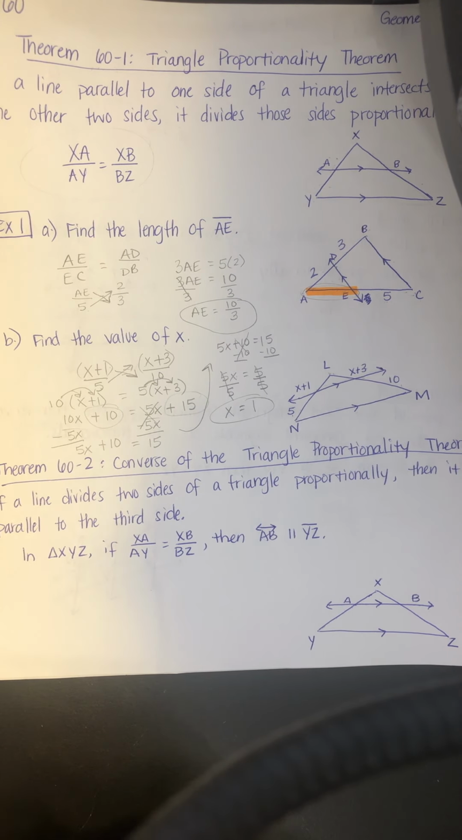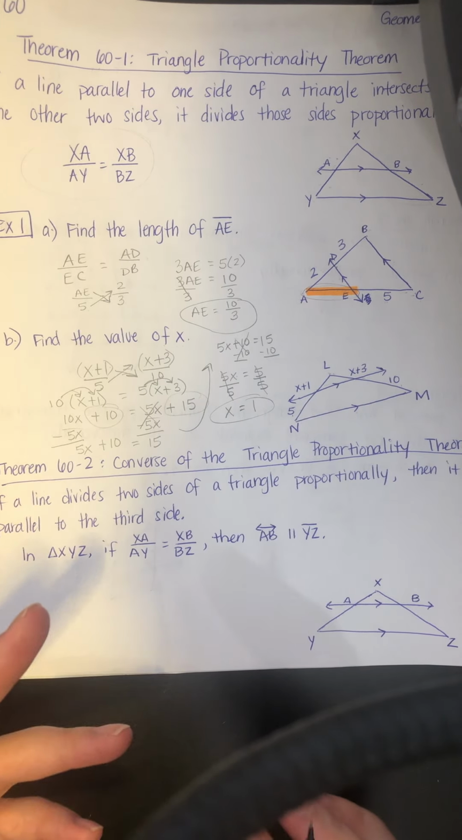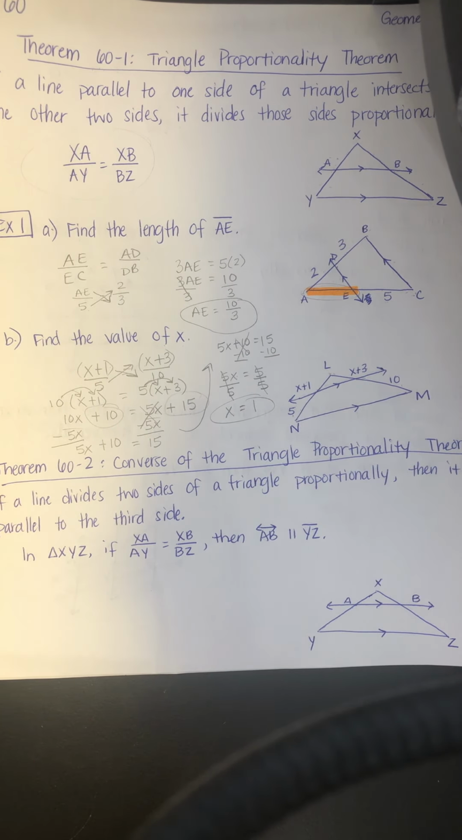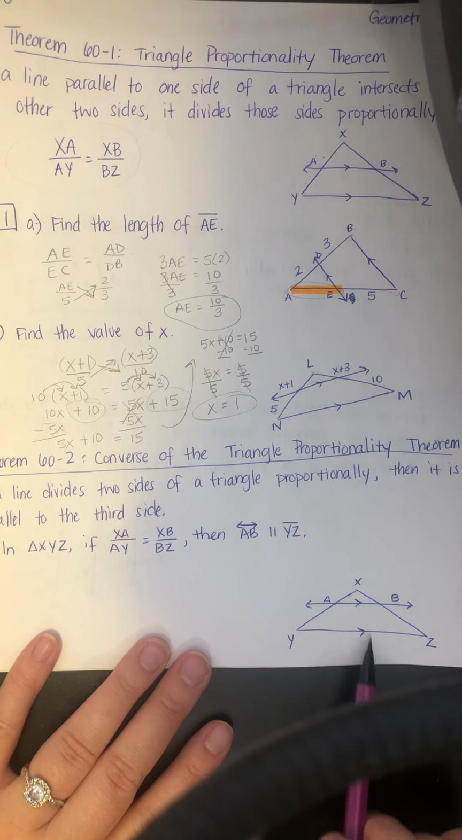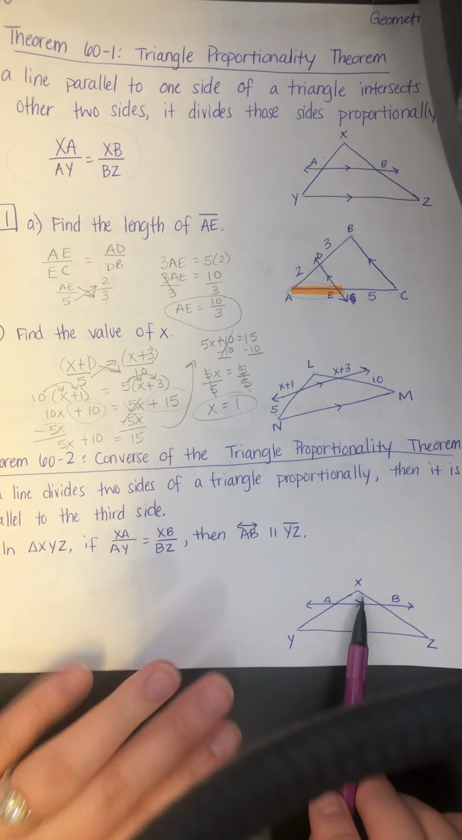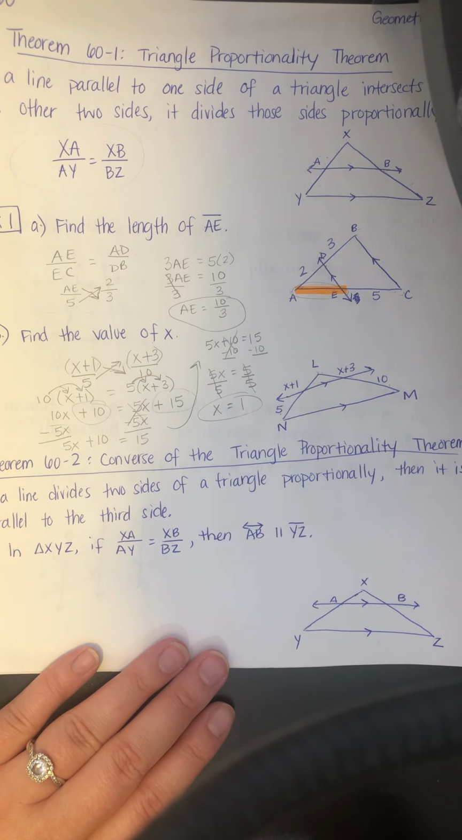All right, there's another theorem, 6-2. It's the converse of the triangle proportionality theorem. It's pretty much the opposite of the one that we were just doing. It says if a line divides two sides of a triangle proportionally, so this line's dividing this triangle into two proportionate sides, just like I said up here, then it is parallel to the third side.